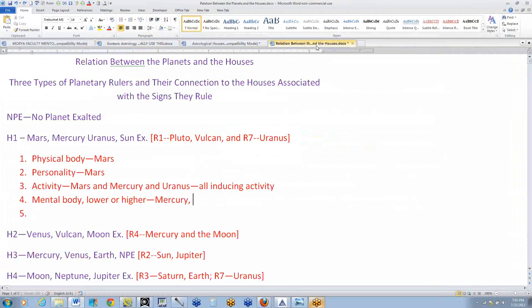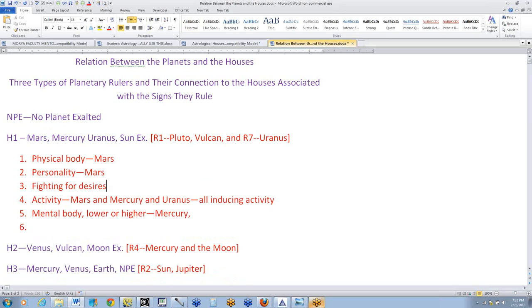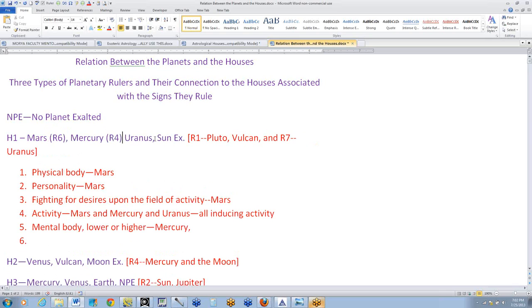So I'm wondering whether it might not be a good idea to, well, he talks about the warrior, the fighter, the one who fights for desires, fighting for desires upon the field of activity. And he calls this Mars. So there would be ways in which we could look at the rays of the planets as usually considered in relation to the house. It's getting a little complicated, isn't it? All right, it's starting to ramify just a little bit, isn't it?